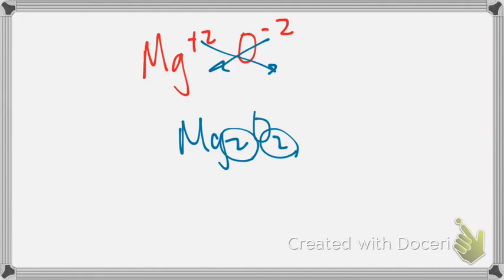So if one of them was 4 and the other one was 2, it would become 2 to 1. So we want the smallest ratio of those atoms together.